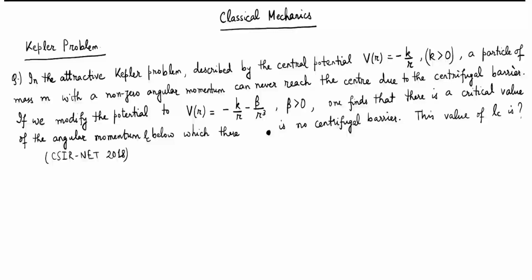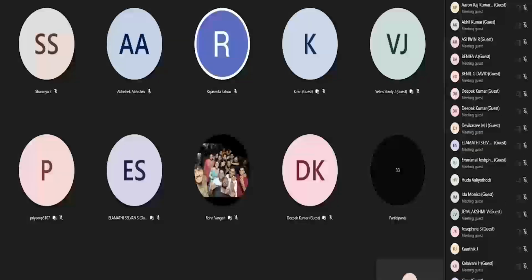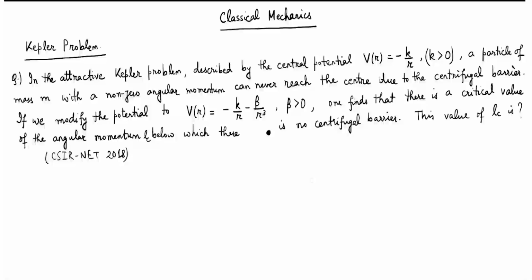Can anybody help with the starting? How do you say, in one potential V(r), some function of r, how will you calculate the radius at which there is a stable orbit? Differentiate with respect to r. Yes, differentiate with respect to r.